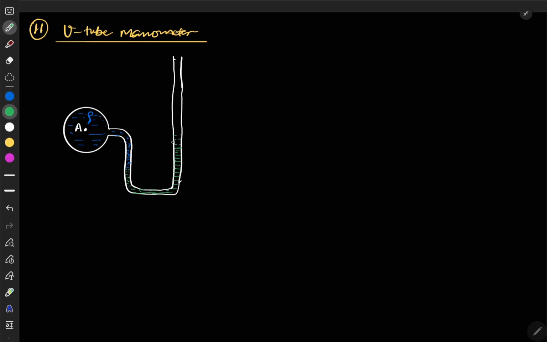Let's say this is your level, and this height difference will be your x. If I mention it clearly, initially it should be at this level. The higher density fluid, we generally call it manometric fluid. Let's say this has density rho 2, and the fluid has a density rho 1. This is your initial level.